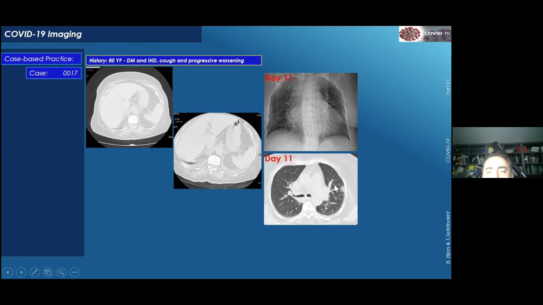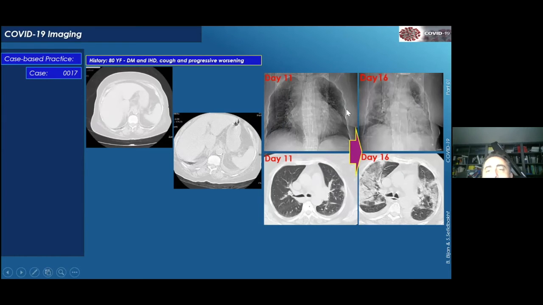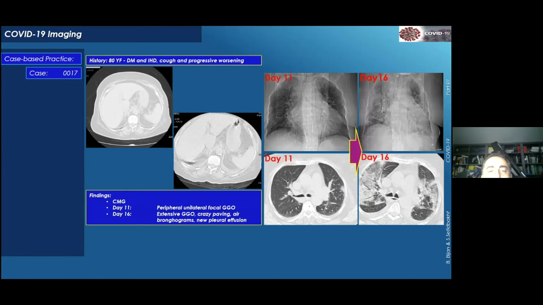A little cardiomegaly. Here in the periphery, you see a small area of ground glass opacity. And on day 16, it got much, much worse. Now it's a bilateral disease. That small ground glass opacity area turned into marked bilateral patchy airspace opacities. And you get the air bronchograms here. You have all sorts of stuff, crazy paving appearance.